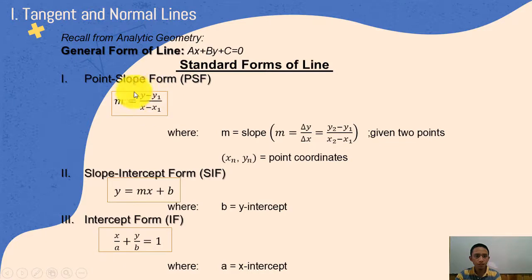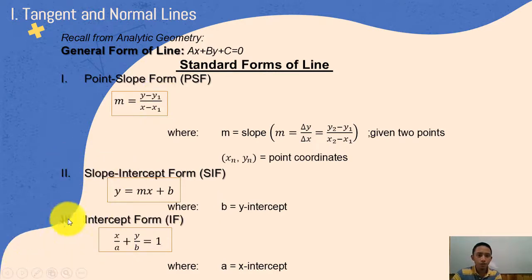So you can find in this form, if you will try to rewrite from this general form, rewrite it in this manner by playing the algebra part, you will bring out the slope and bring out a point where the line is passing. Okay, so that is point slope form.